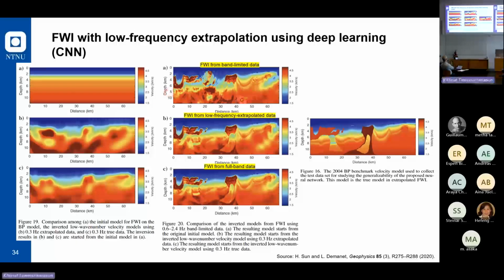So for example, quickly, this is the FWI result from band limited data without low frequency. This is FWI from the low frequency extrapolated data using deep learning. And this is the FWI from the full band data. If you compare A and B, you can see that B gives a more reasonable velocity model, especially in this zone, where if you miss the low frequency data, you will not get a good velocity model.